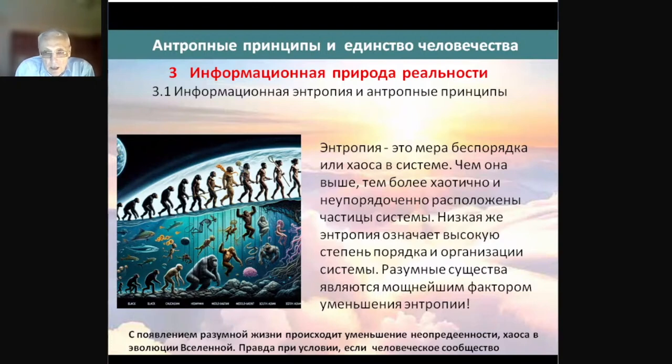And informational entropy is very, very important. I will remind you, entropy is a measure of disorder or chaos in a system. The higher it is, the more chaotic and disordered the particles of the system are. Low entropy means a high degree of order and organization of the system. It was predicted in the 19th century that the planet would die from overheating, but low entropy means a high degree of order and organization. Intelligent beings are the most powerful factor in reducing entropy. That's why life is a very low entropy state, and that actually requires more.